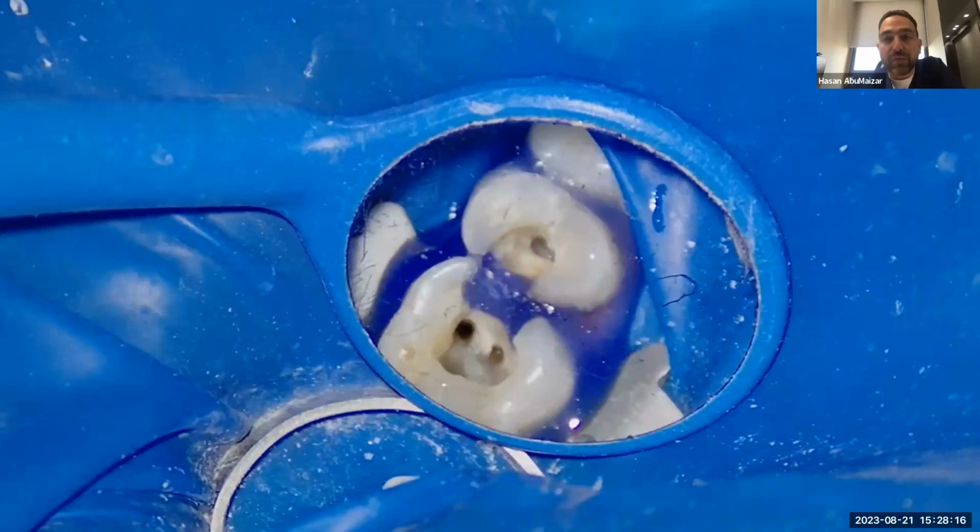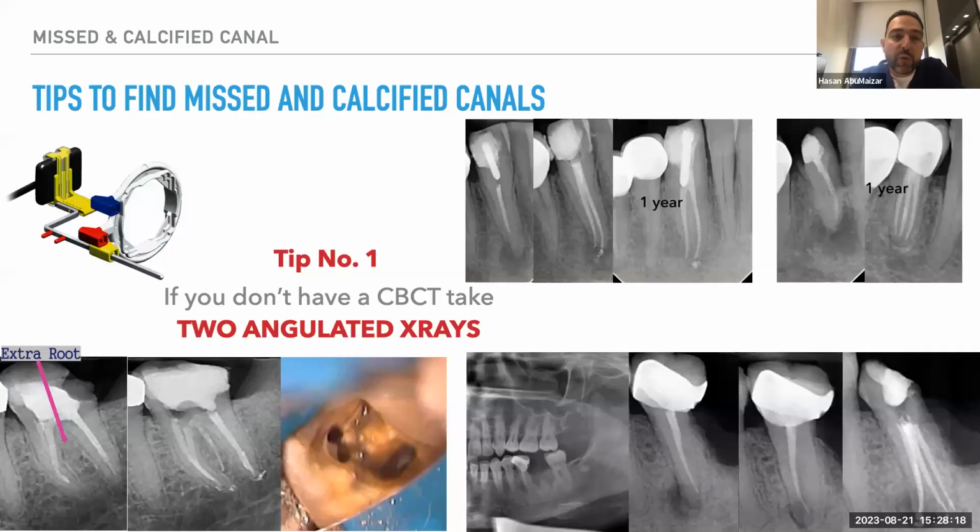Our next tip is to see how we can find the calcified and missed canals. Most of the retreatments that we've got in our clinics, more than 42% according to studies, are due to missed canals. And it's the main reason why we do retreatments.